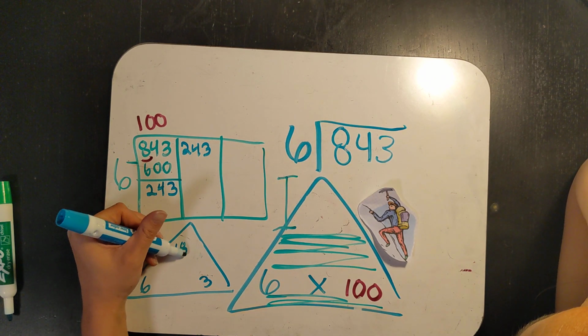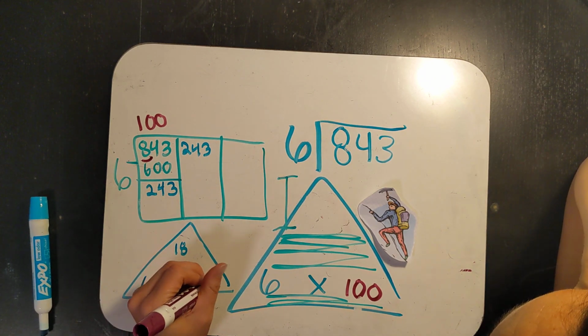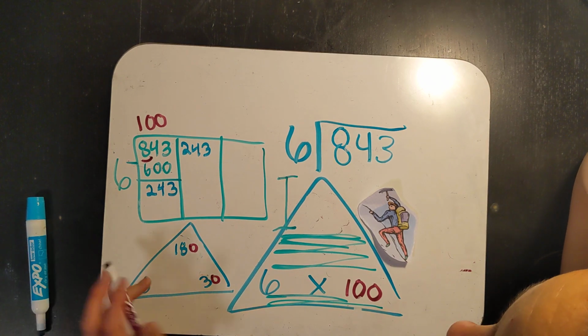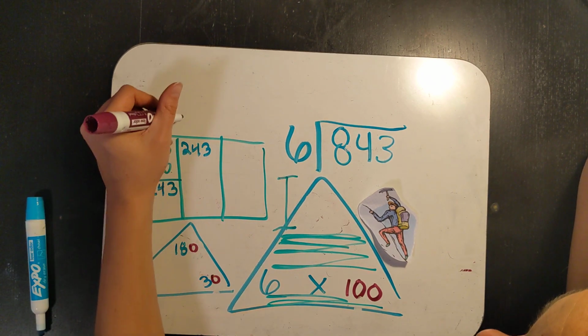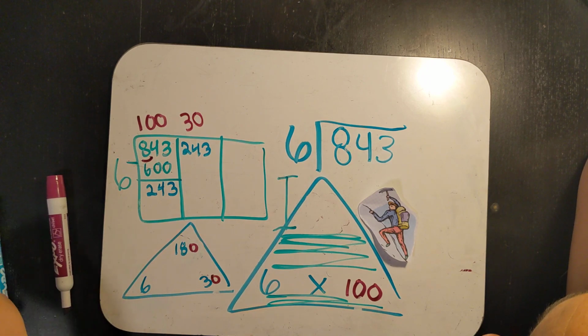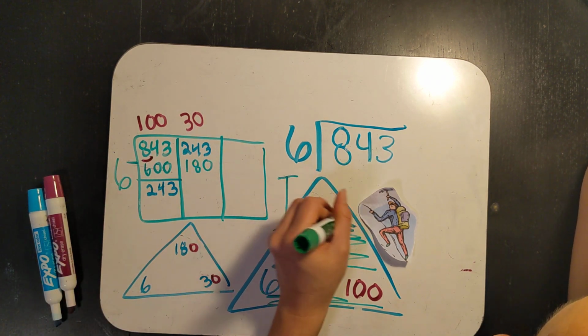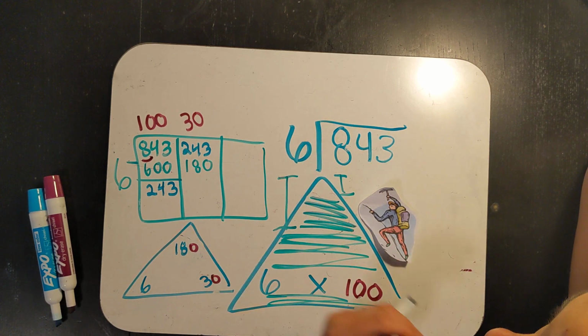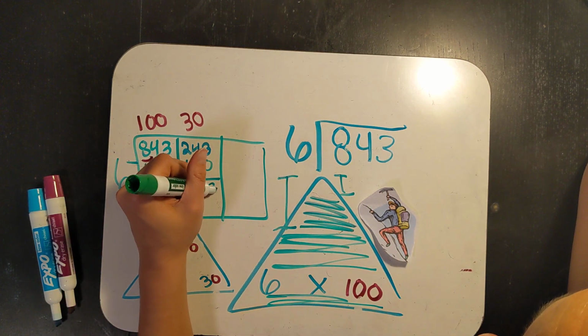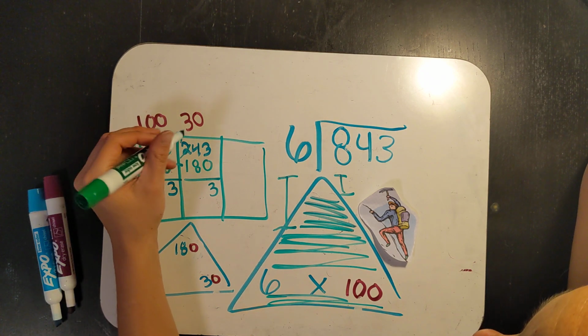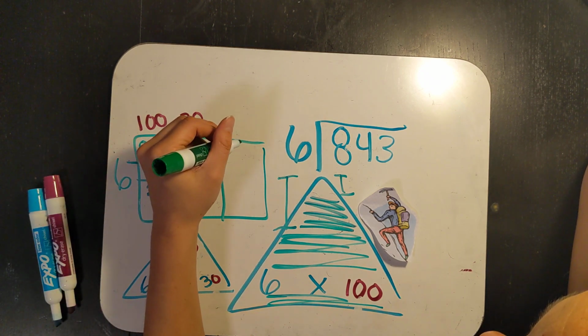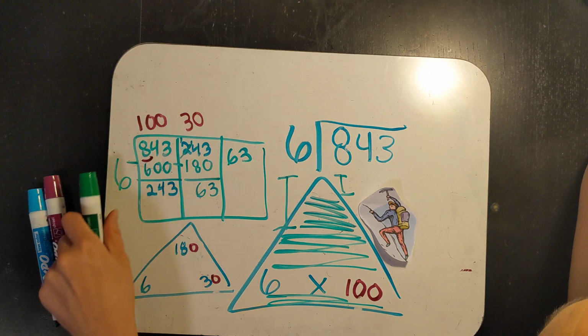6 times 3 gets us to 18. Therefore, 6 times 30 gets us up to 180, right? Where's that 30 go? Right here. Where's the 180 go? Right here. What do you do next to find the difference of how much further you have to go to climb the mountain? You subtract. We have 63 left to go. That's it. All right.